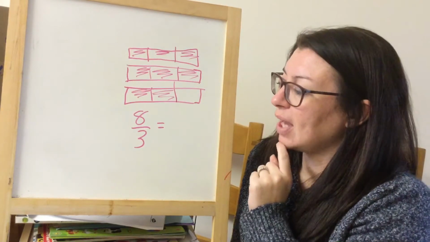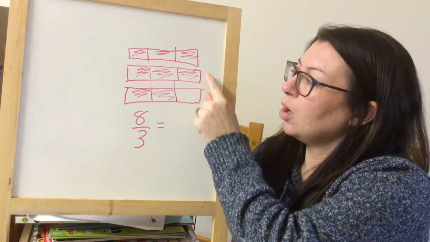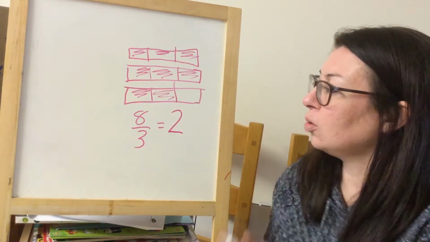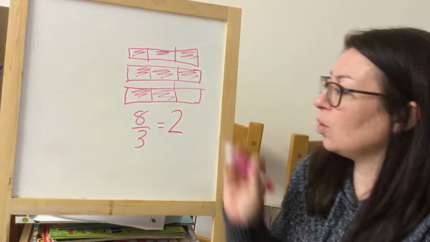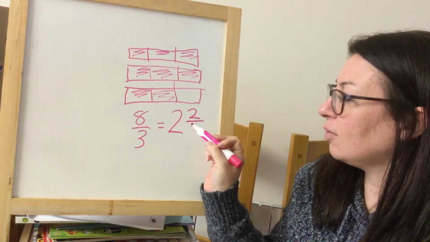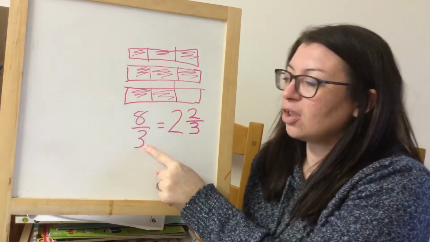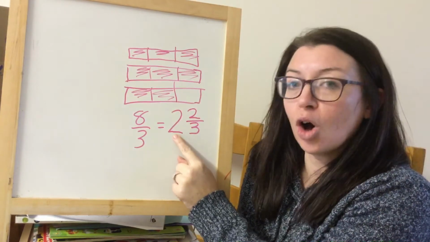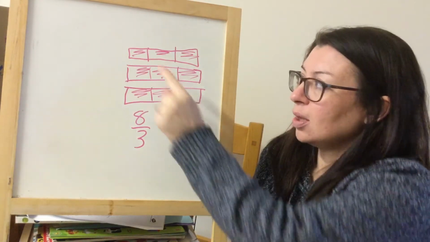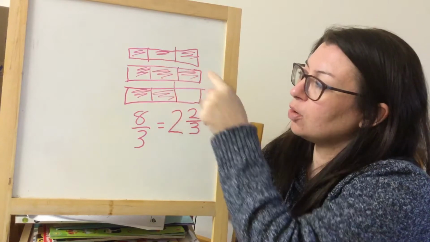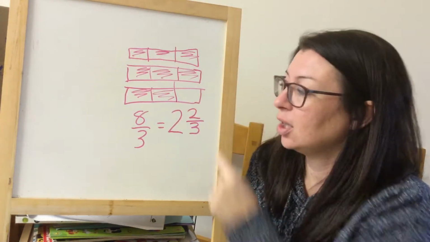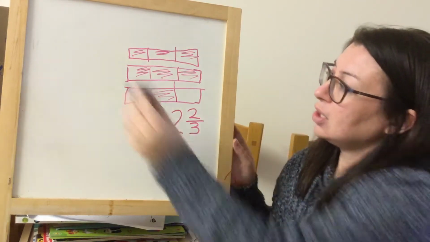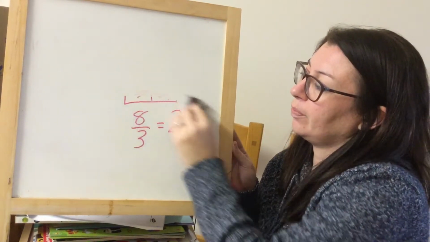So because we have 8/3, we have 2 full bars, so we have 2 wholes and 2/3 left. So 8/3 is the same as having the mixed number of 2 whole and 2/3. These two are your 2 whole because they are completely shaded in, and these ones are your 2 parts, your 2/3.